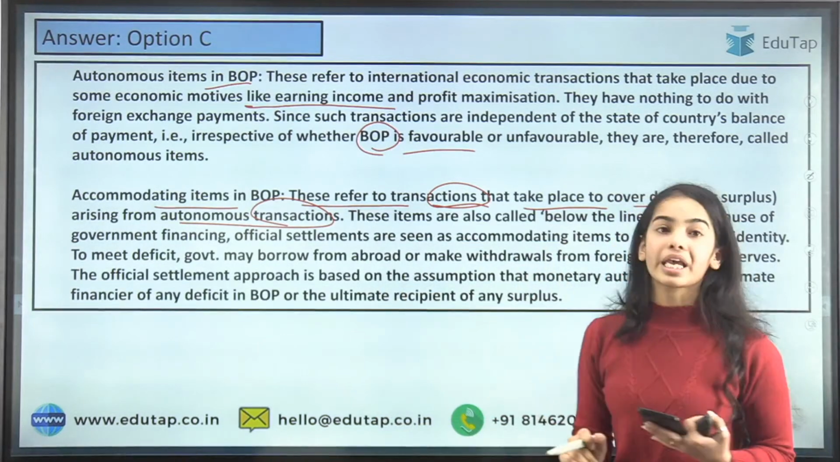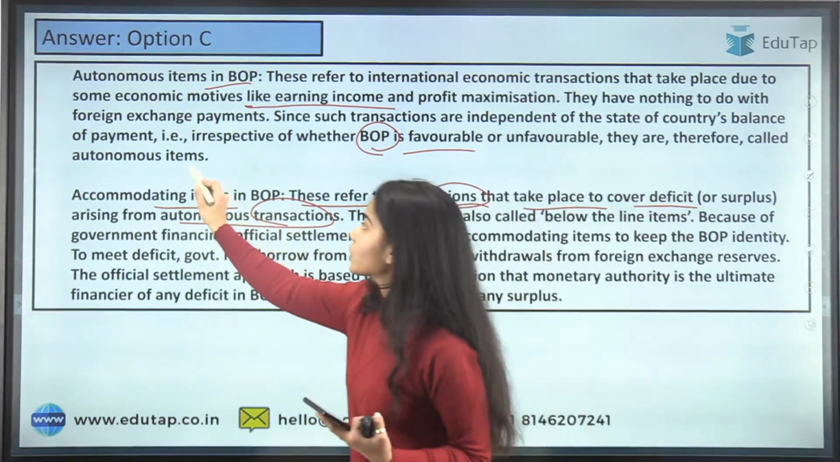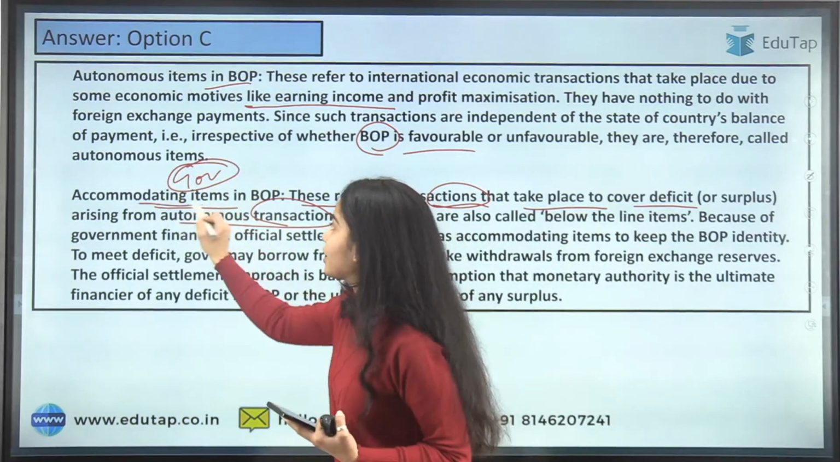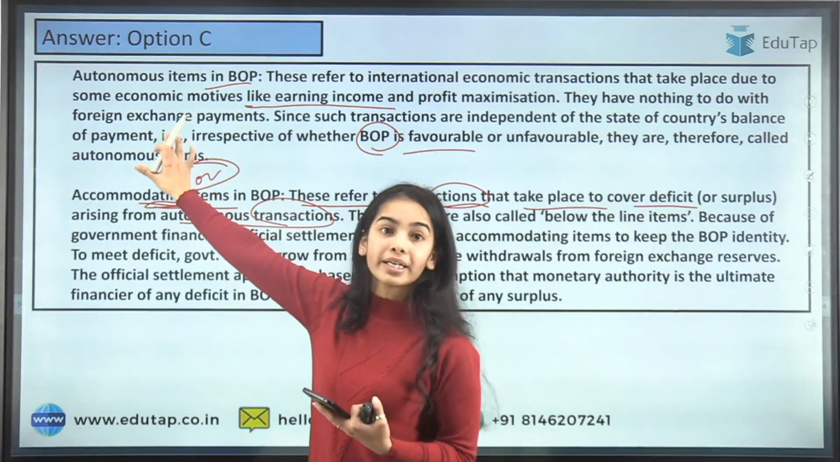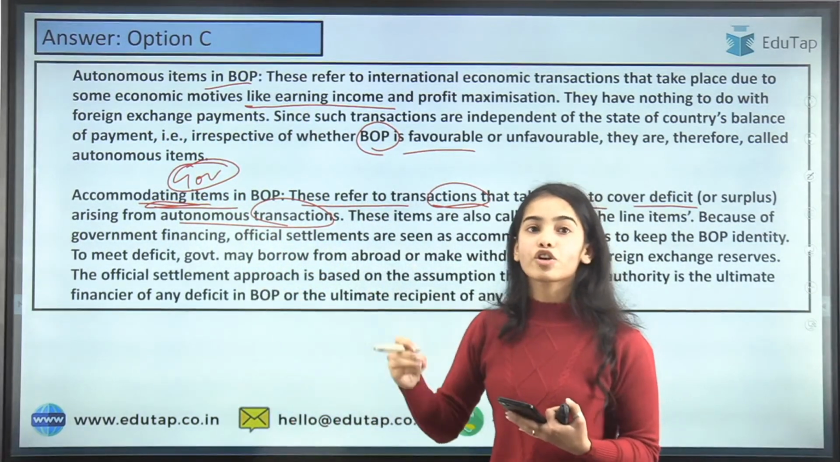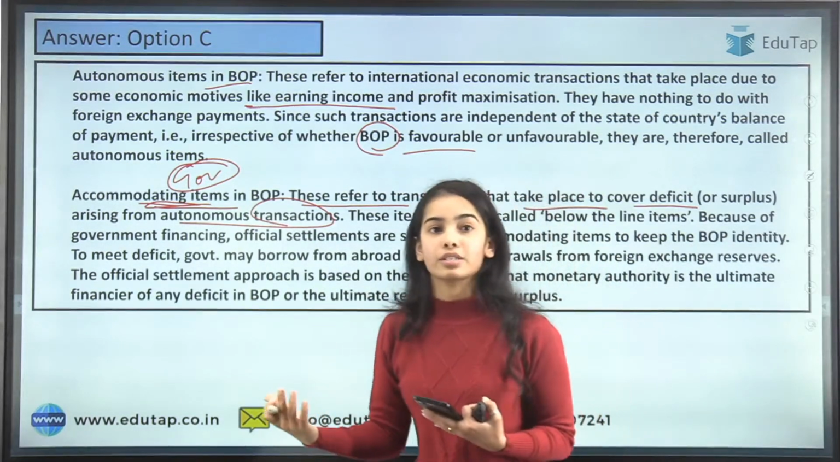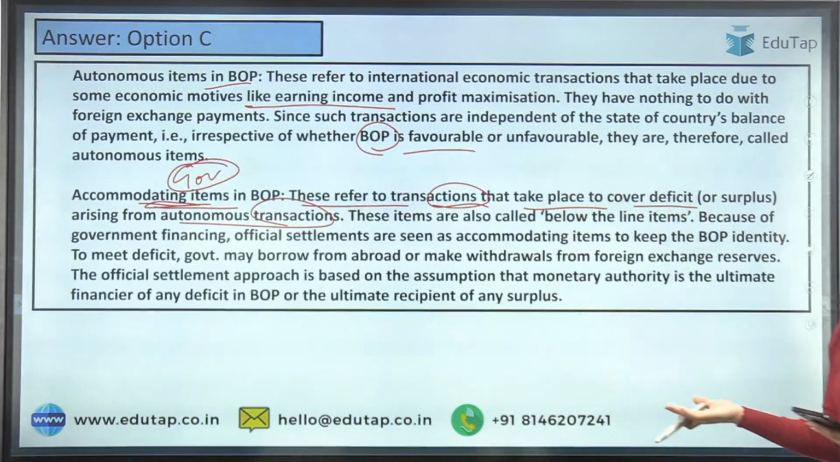The government has to take care of the BOP, the balance of payments, and has to accommodate. So the government is accommodating. In the autonomous, the items are independent. In the accommodating, the government is taking care of the balance of payments, whether it is in surplus or deficit. Okay, next is which of the following. You can take a screenshot if you want to read it all.